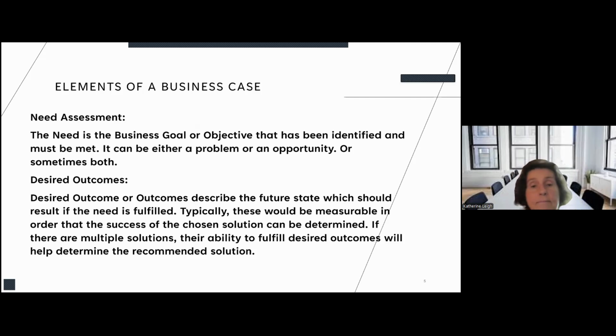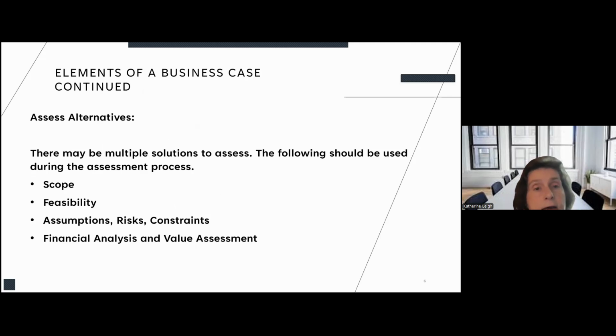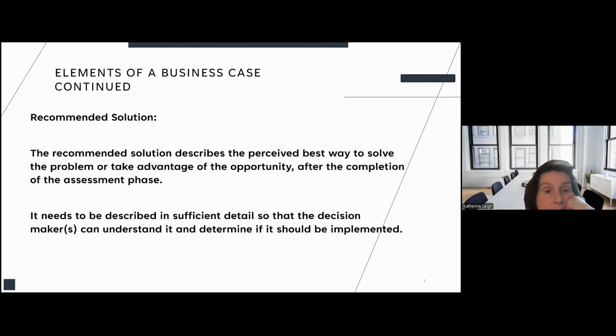And that's why it needs to be measurable. And then you've got assessing alternatives, because there may be multiple solutions to assess. During that process, you should use scope, feasibility, assumptions, risks, and constraints. And actually, I call this last one, most importantly, financial analysis and value assessment. Most of the companies that I've worked for, that was the main thing: financial analysis and value assessment.